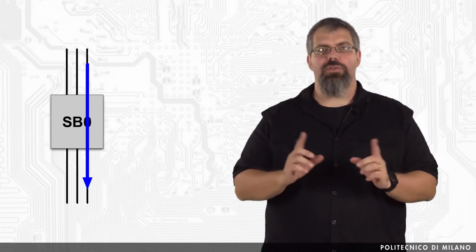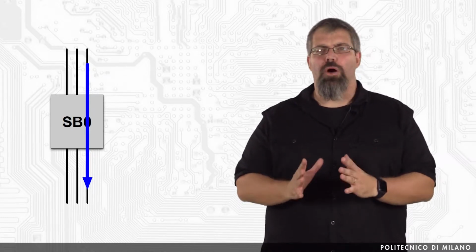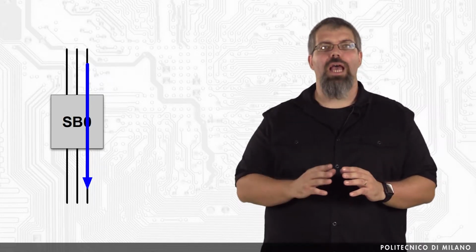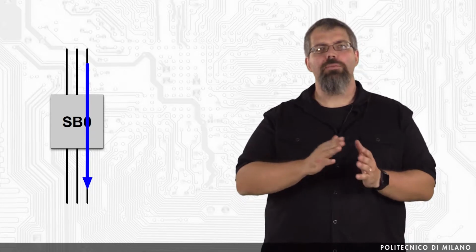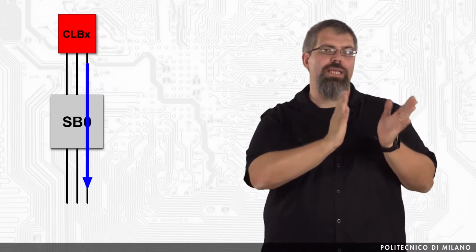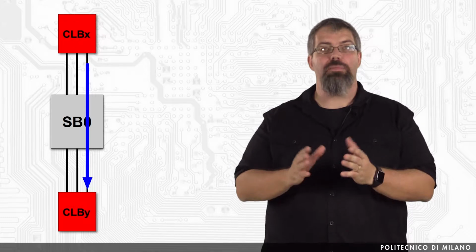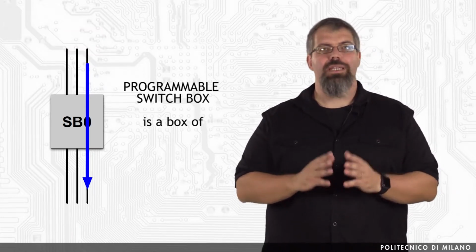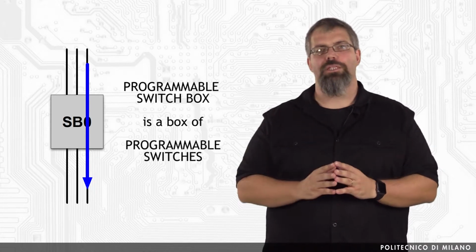We know that, because of the given setting, each switch box is routing the signal of 3 lines. In our scenario, we do have to configure just one line to enable the connection in between the output of CLB X with one of the input of CLB Y. As we all know, a programmable switch box is a box of programmable switches.